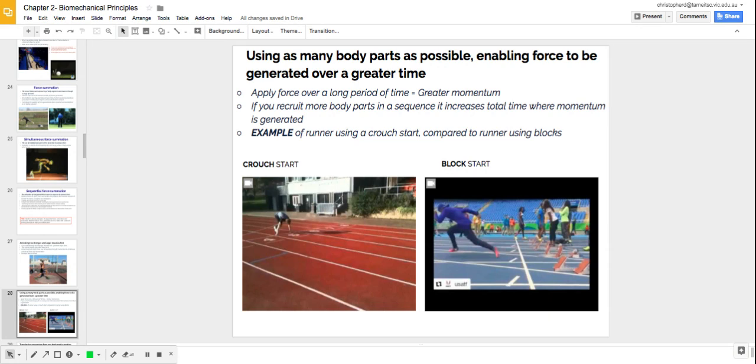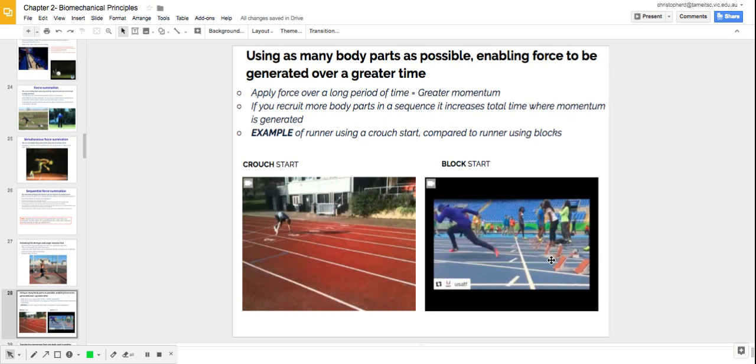So if we compare an athlete using a crouch start, they have fewer body parts on the ground. There is less of their knee that is going to be flexed. What that'll mean is that they can probably take off a little bit quicker. All right, so they'll take off faster, but they won't have as much momentum.